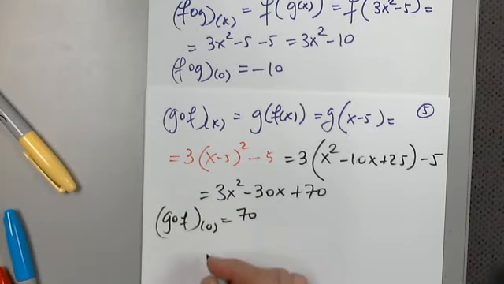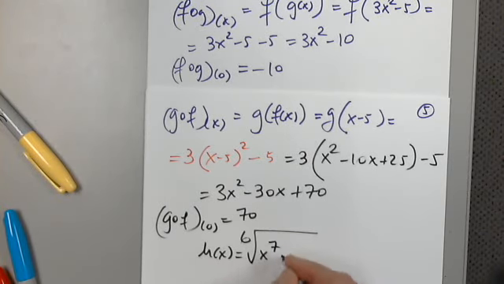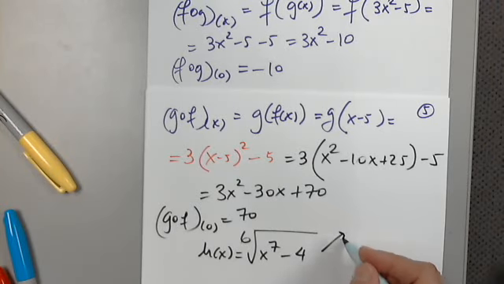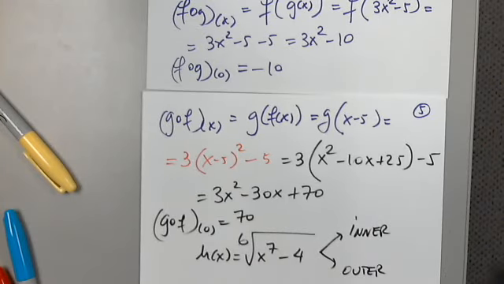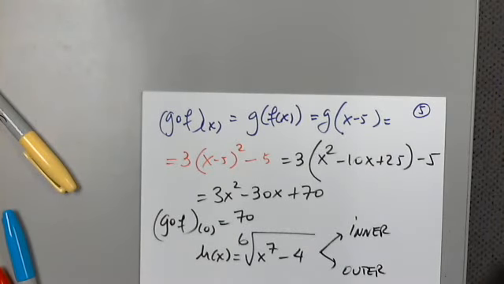We are given h of x, which is the 6th root of x to the 7th minus 4. And they want us to find an inner function, you can call it the way you like, and an outer. As long as you identify the inner and the outer for me, I'm fine.